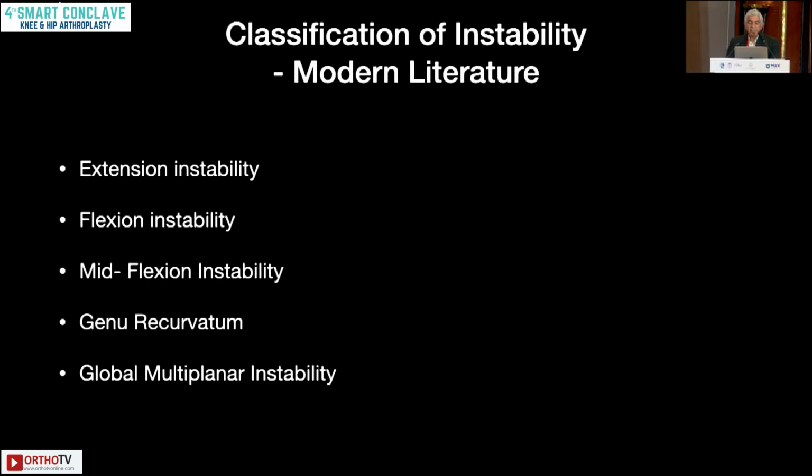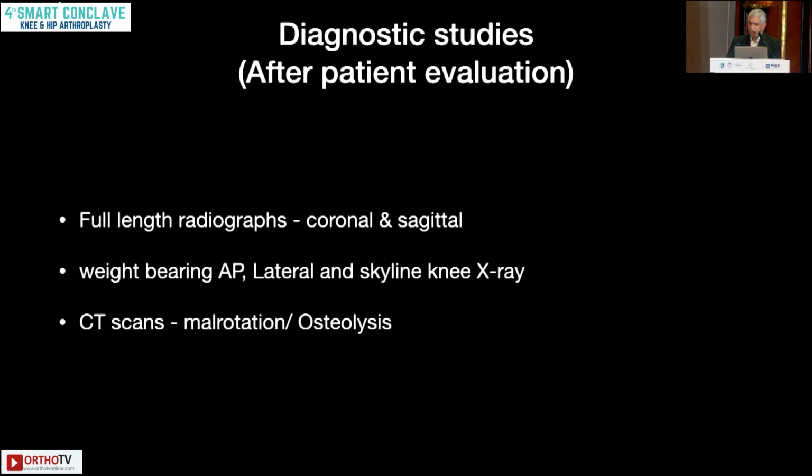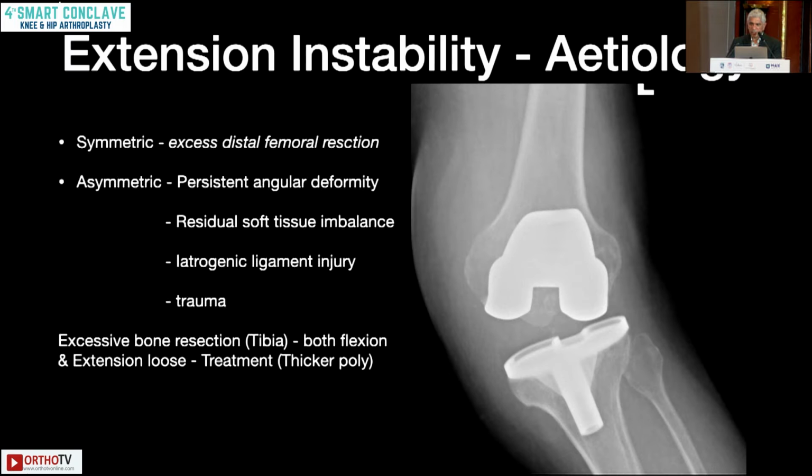So this is the modern literature classification. We all know about extension, flexion, mid-flexion, genuine recurvatum, and global. And once the patient presents to you with the various symptoms which I'm going to talk about, one has to evaluate the patient completely, symptoms-wise, examination-wise, and take X-rays in weight-bearing and possibly a CT scan to see the malrotation and osteolysis. So first, talking about extension instability.